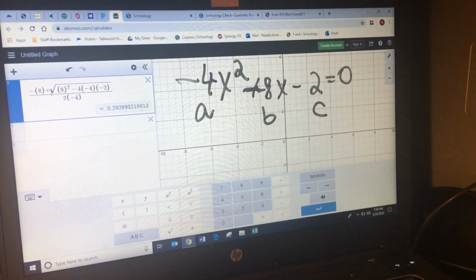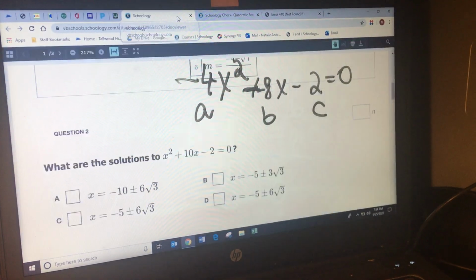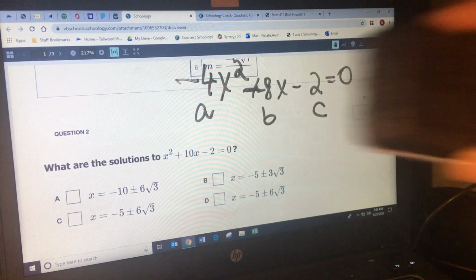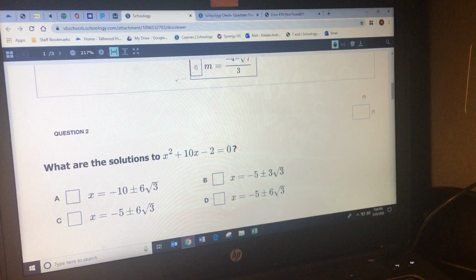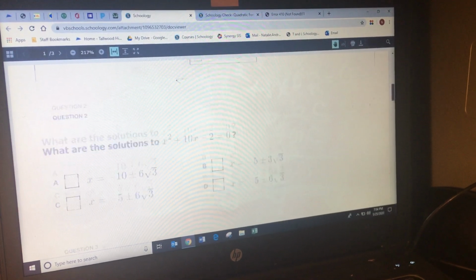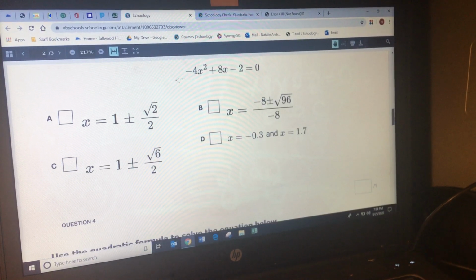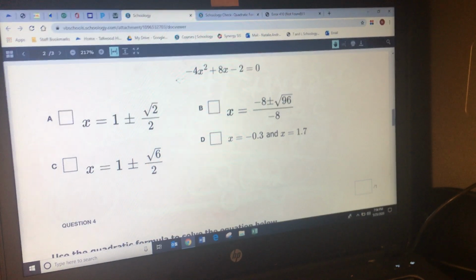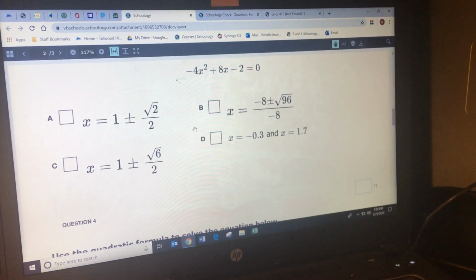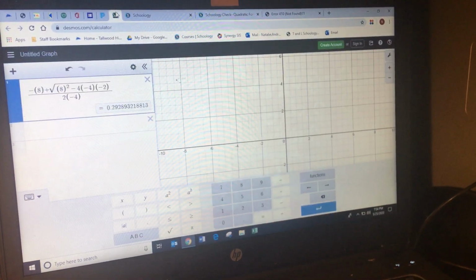So let's see if we have any answers that we could compare them to. Let's go back to the worksheet. That's the one we're on. Yep, okay, good. We have answers. Perfect. So we're just going to type them in and compare the decimals. Let's go with the first one, A. So 1 plus square root of 2 over 2. Let's put that one in.